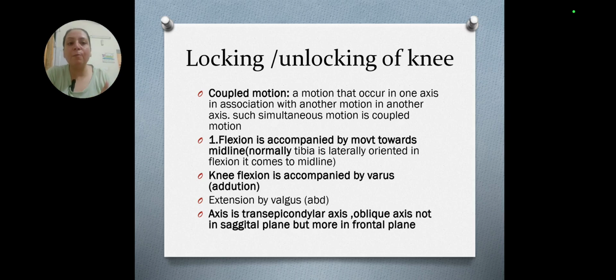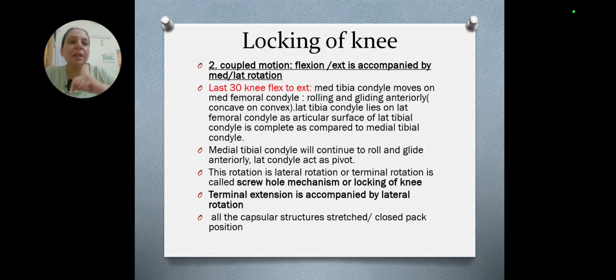This is the first coupled movement: knee flexion brings about an adduction movement, whereas knee extension brings about an abduction movement. Fine. Now the second motion, again happening with flexion and extension, is medial and lateral rotation.